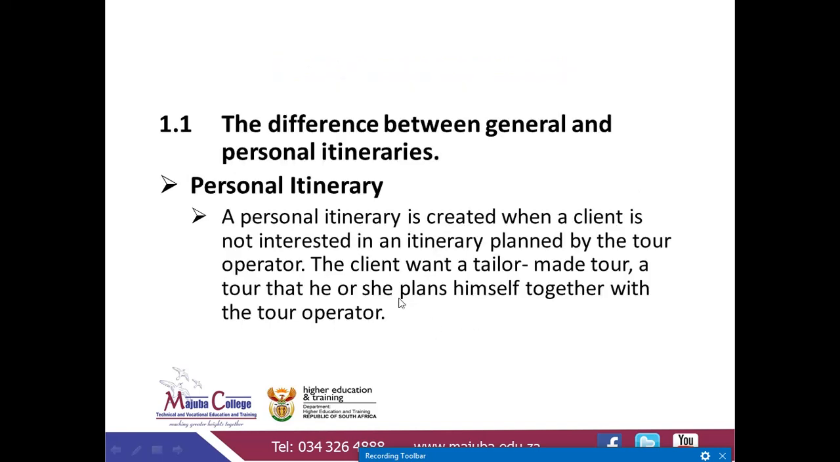But we're going to find out more about the difference between the two. Now, still on page 33 of your textbook, the difference between general and personal itineraries. A personal itinerary is created when a client is not interested in an itinerary planned by the tour operator. If the client is not interested in an itinerary that is planned by a travel or tour operator, then he will opt to go for a personal itinerary. The client wants a tailor-made tour, a tour that he or she plans together with the tour operator.